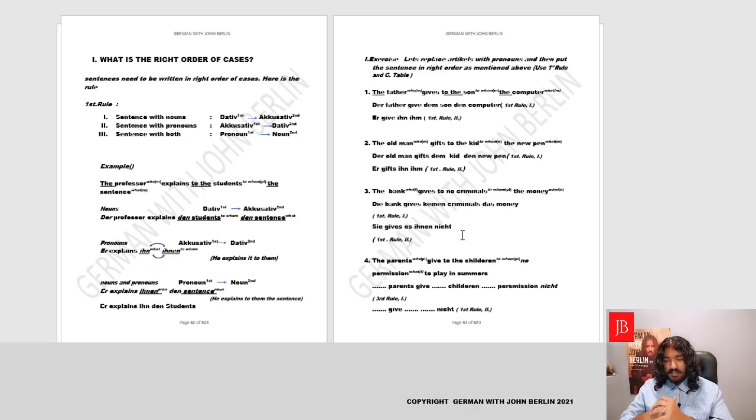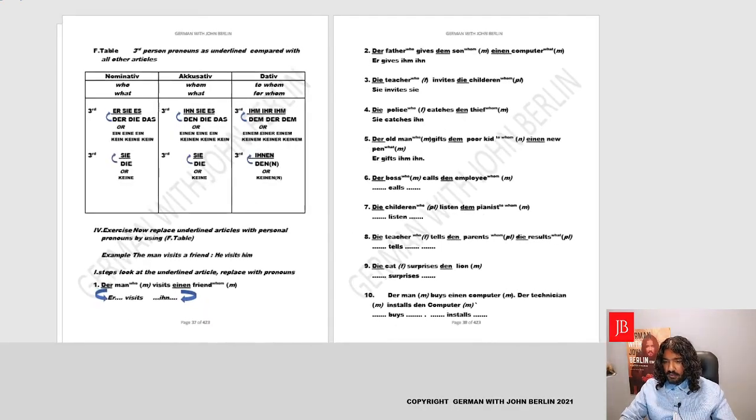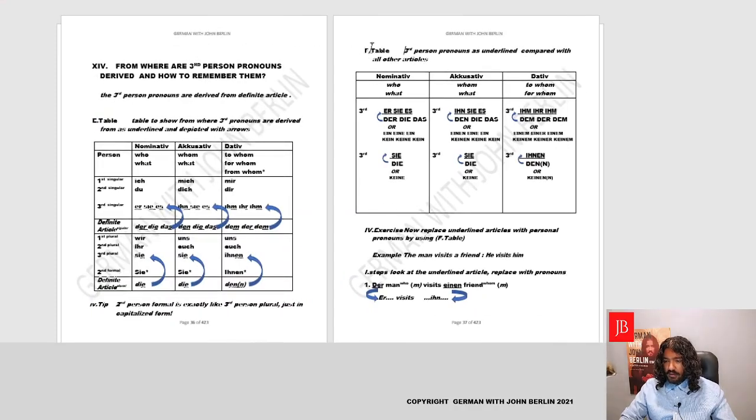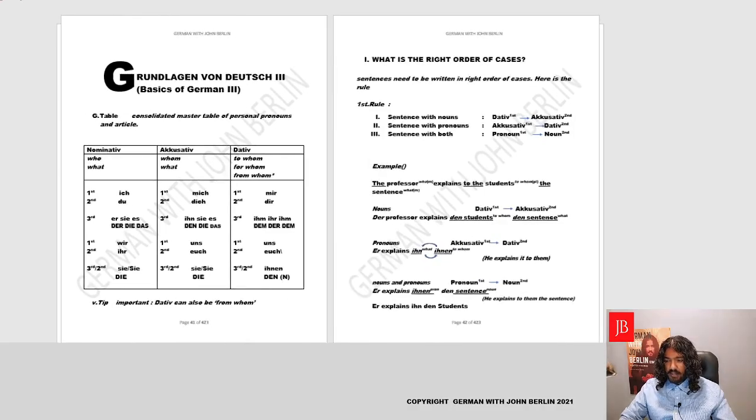So these were some examples I did with you, and the table we used to do these examples, I'll show you. We used this table right here. It's the F table, in which we compared the articles to the pronouns. Yes, all the articles we compared to the pronouns, and we got our pronouns from the articles. So this is the table you could use. Keep this table open while you do the sentences, and I'm pretty sure you'll get the answers. So attempt the rest of the sentences yourself. I'm pretty sure you'll get them.